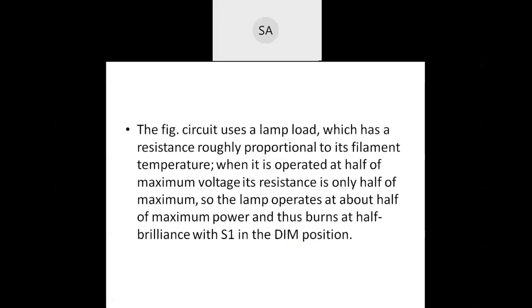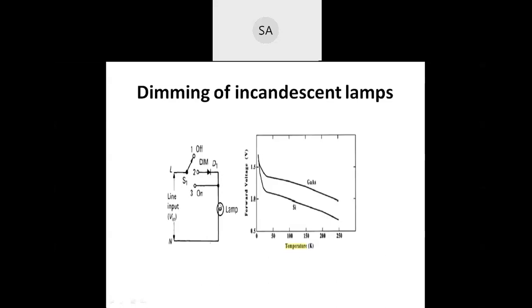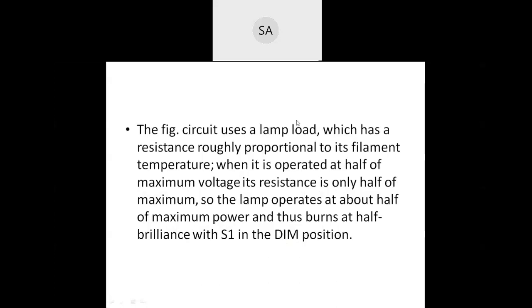In the figure, the circuit uses a lamp load, which has a resistance roughly proportional to its filament temperature. When it is operated at half of the maximum voltage, its resistance is only half of the maximum.